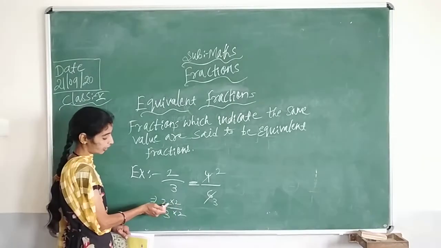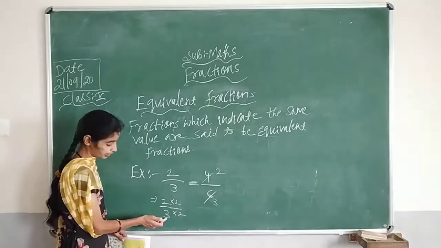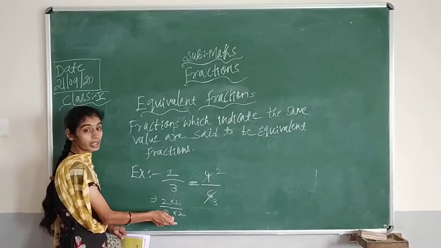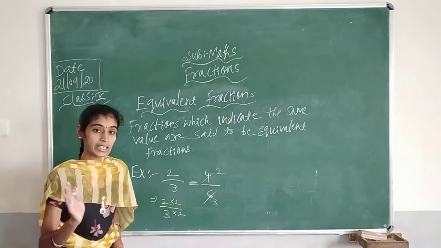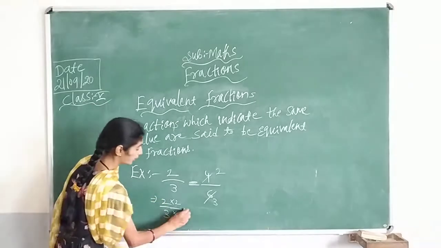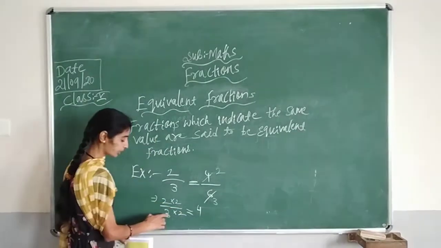So you all can see I have multiplied this 2 with 2. Again this denominator with 2. So in numerator and the denominator we have to multiply the same number. So now you can write the next equivalent fraction as 2 times 2, it is 4. Then 3 times 2.